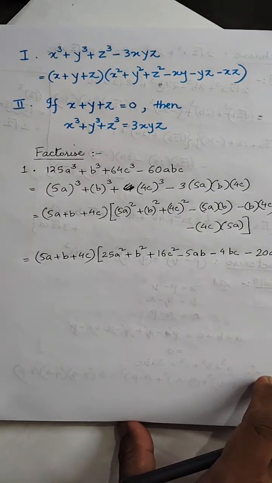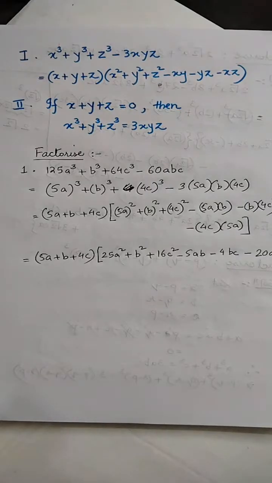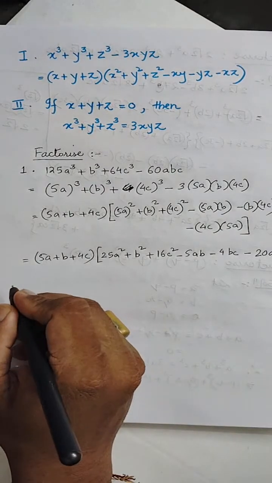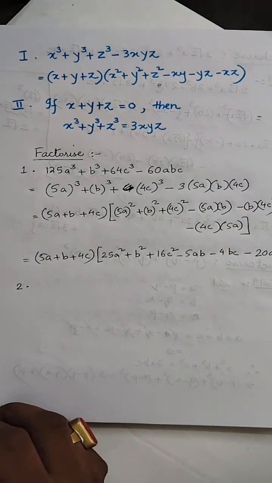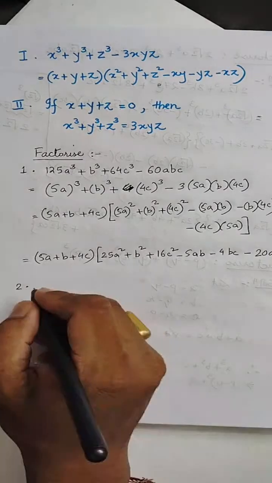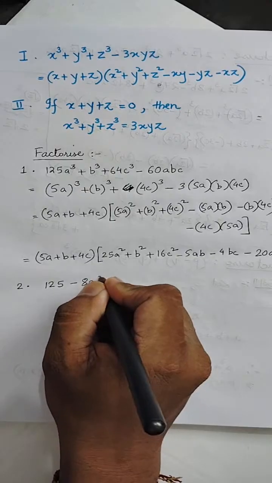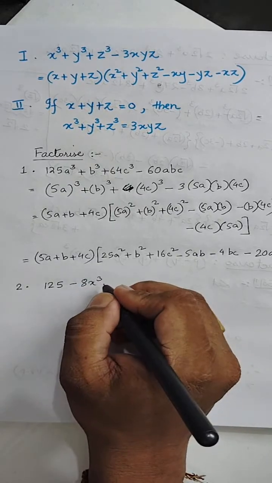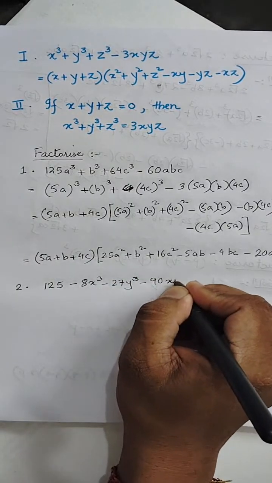Okay, let's try one more. 125 minus 8x cube minus 27y cube minus 90xy.